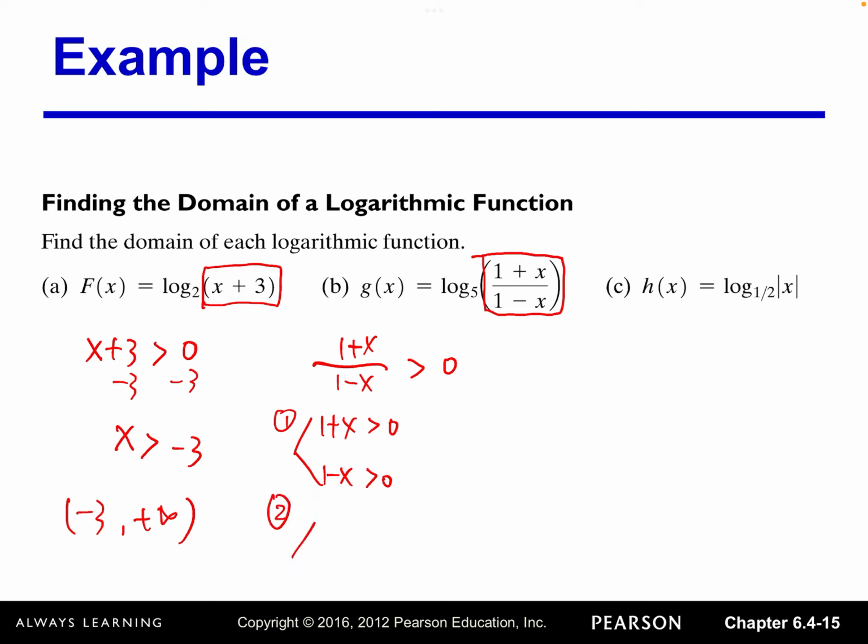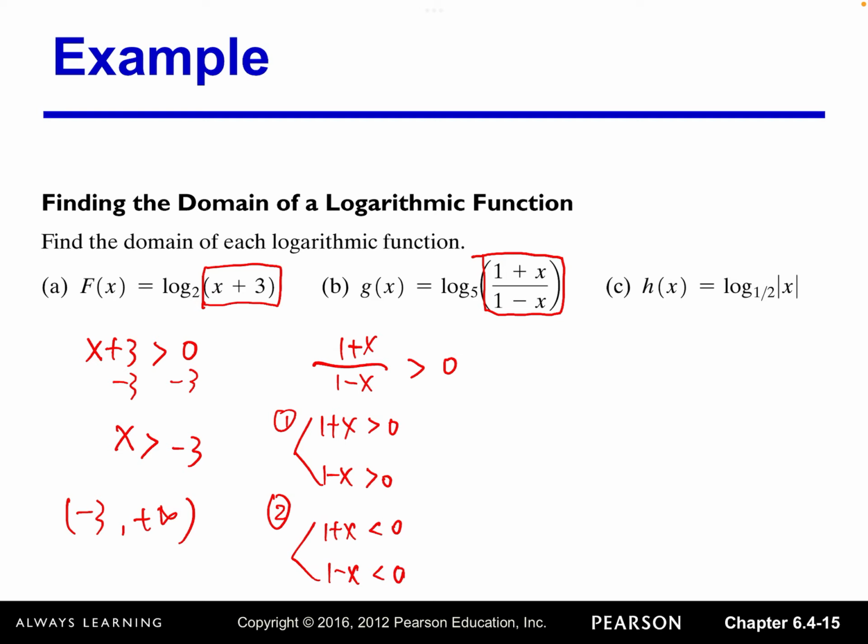Or another condition, 1 plus x and 1 minus x are both negative numbers. Two negative numbers divided, the ratio is still a positive number. Only these two cases. If one is positive and one is negative, the ratio is negative, right? One negative, one positive, the ratio is also negative. So only either both numerator and denominator positive, or both negative, and then the ratio will be positive. So now we have to solve those individually.